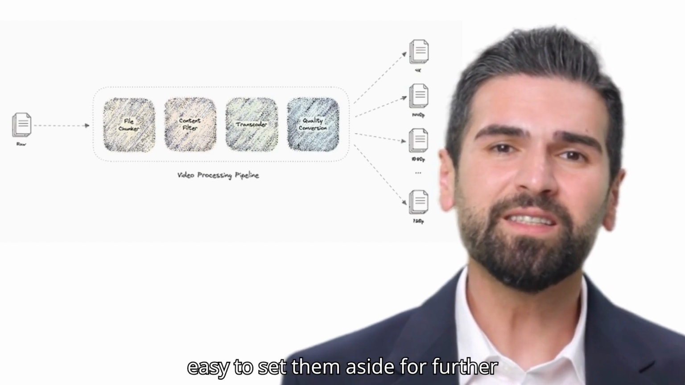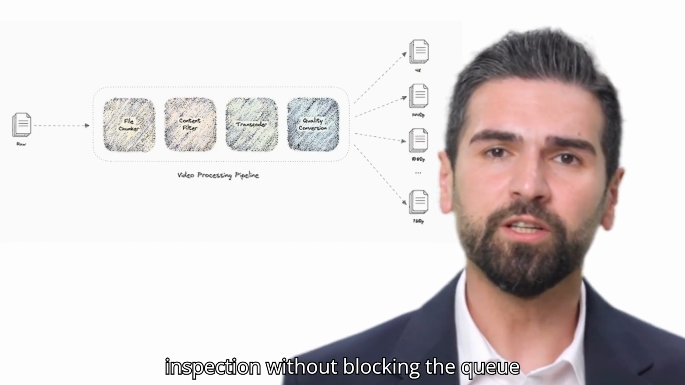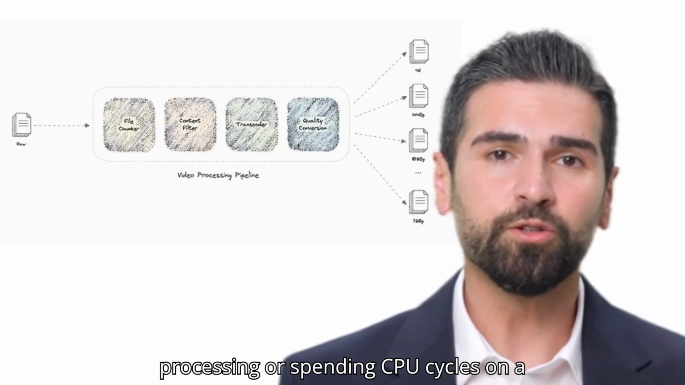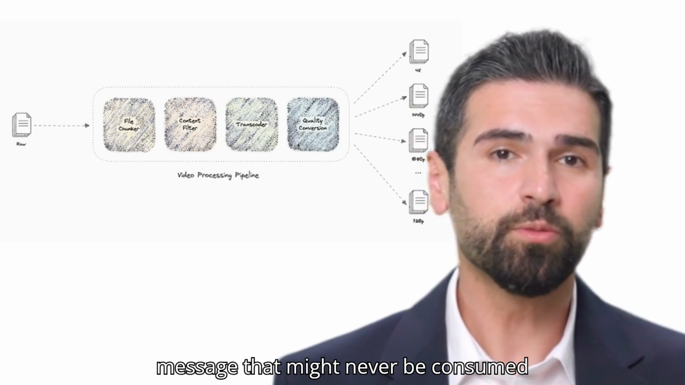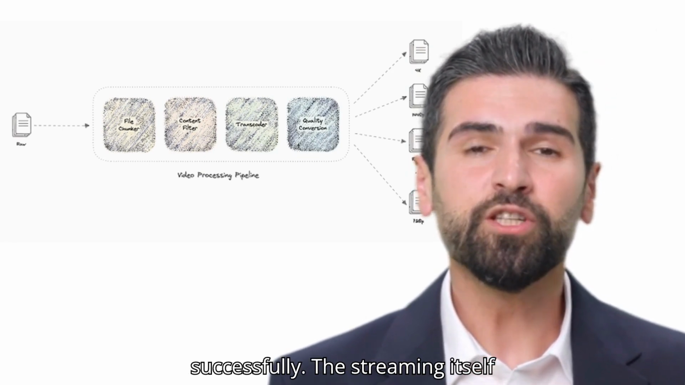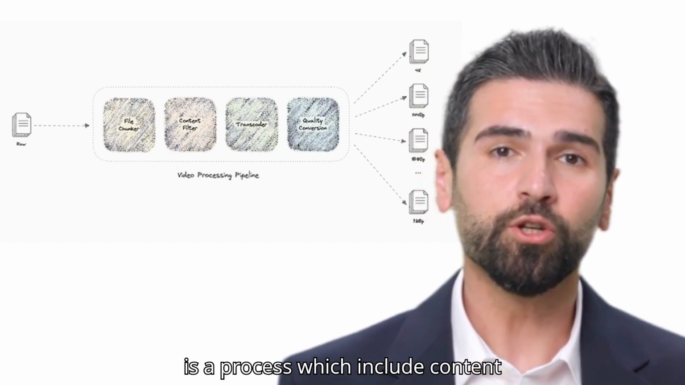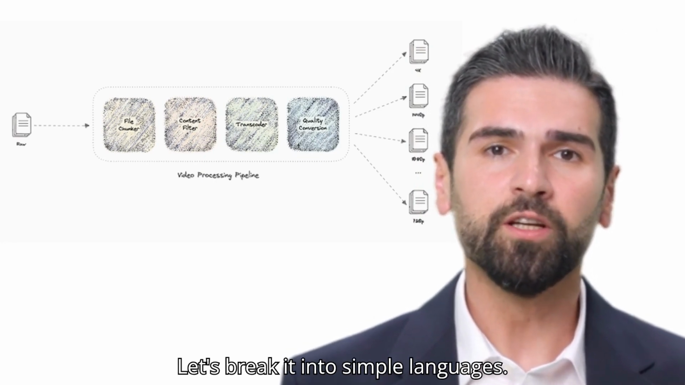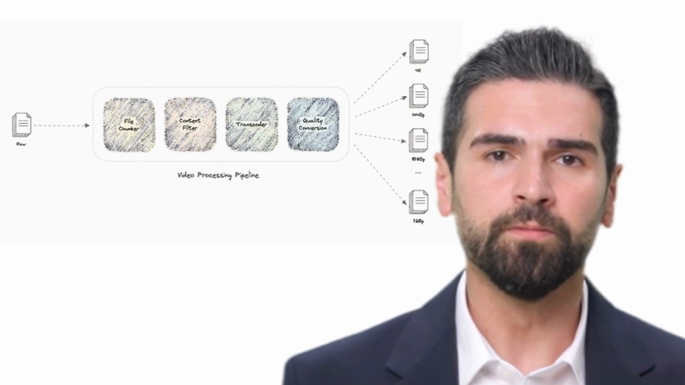This makes it easy to set them aside for further inspection without blocking the queue processing or spending CPU cycles on a message that might never be consumed successfully. The streaming itself is a process which includes content filter, transcoding, quality conversion. Let's break it into simple language.